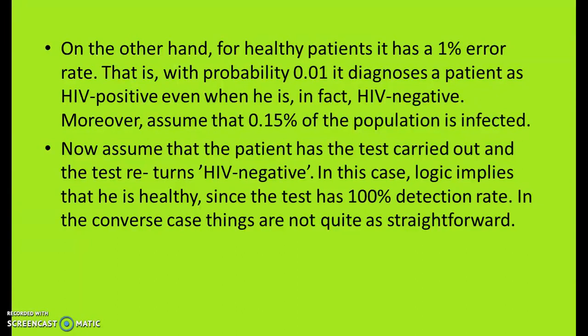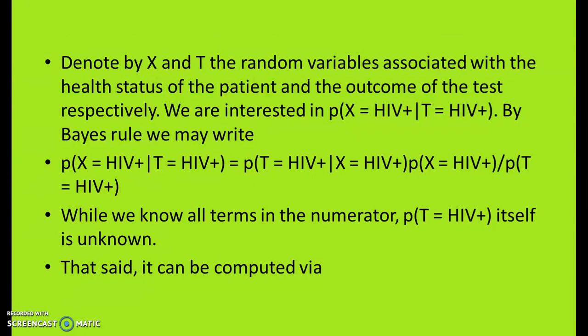Now assume that the patient has the test carried out and the test returns HIV negative. In this case, logic implies that he is healthy, since the test has a 100% detection rate. In the converse case, things are not quite as straightforward. Now denote by X and T the random variables associated with the health status of the patient and the outcome of the test respectively. We are interested in P of X equals HIV positive given T equals HIV positive.